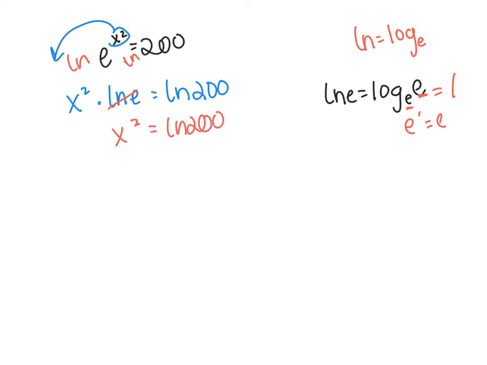And instead of having to use a calculator to estimate, we can keep our answer exact here. Take your square root of both sides. And x just equals plus or minus the square root of natural log of 200. And that's it. Generally with these e problems, we'll want to keep our answers exact since we can.